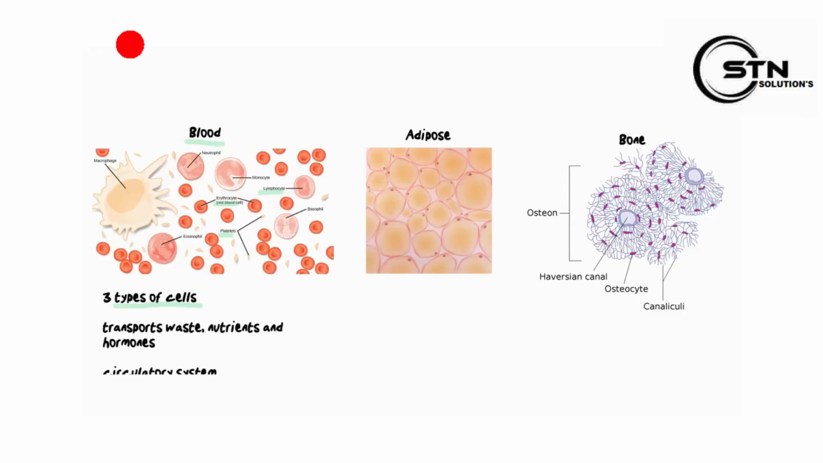Lymphocytes are for your immunity, your red blood cells are for carrying around gases, and platelets are there for blood clotting. And so the most common functions of blood is that we're going to transport waste, nutrients, and also hormones. Now, blood carries chemical messages around the body, often in a liquid form.